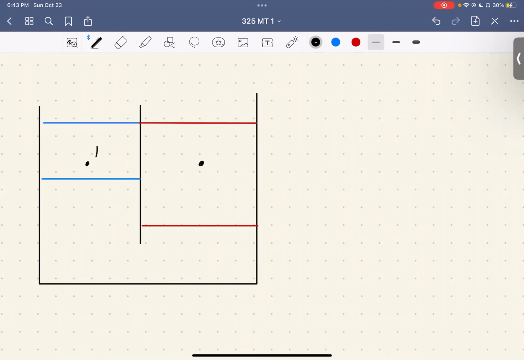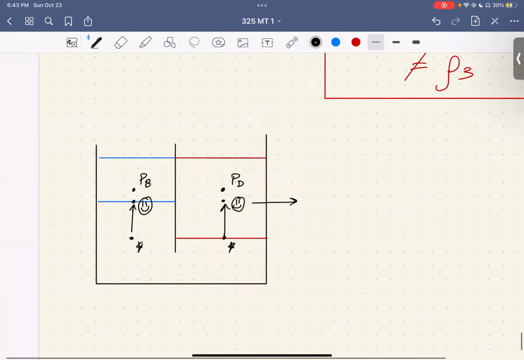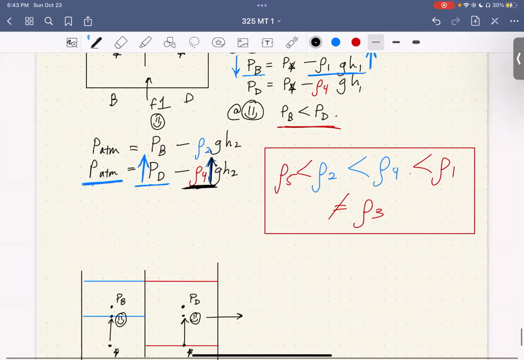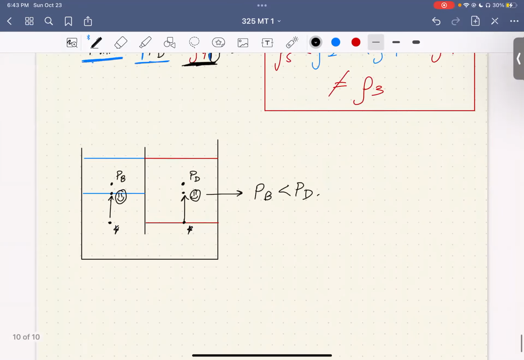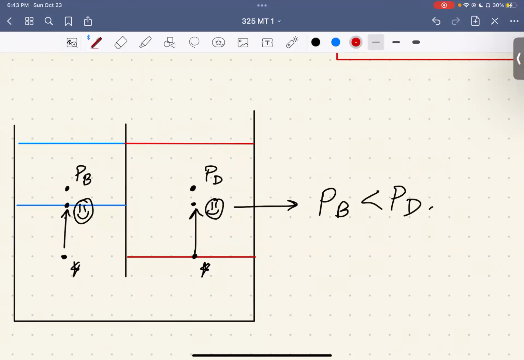It's actually asking us PB and PD. So let's start here. We moved up from the star all the way to the smiley face, right? And we determined at the smiley face, let's scroll up just a little bit, we determined at the smiley face, PB is less than PD. Okay, but what about going up all the way to the point in question? What is the pressure at this height?